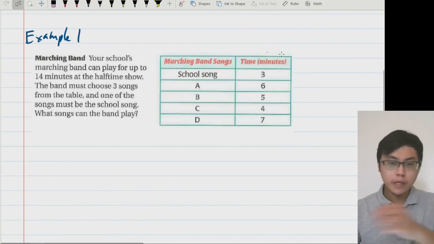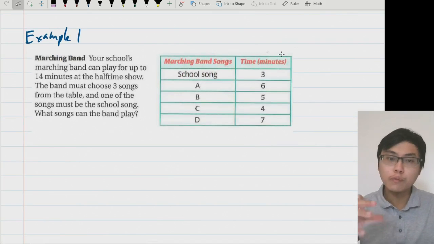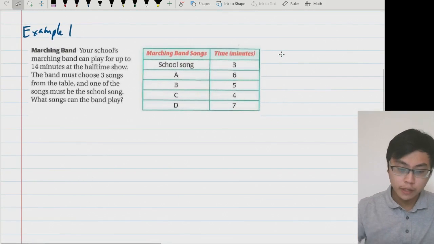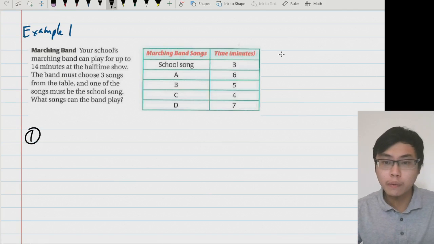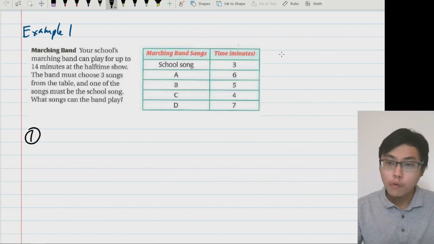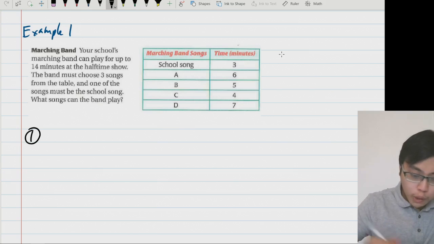But before you take out your textbook, I do want you to stay focused and listen to this question, to our example over here. So the first step, remember, we want to read and understand the question. What kind of information do we know? What are we trying to find?